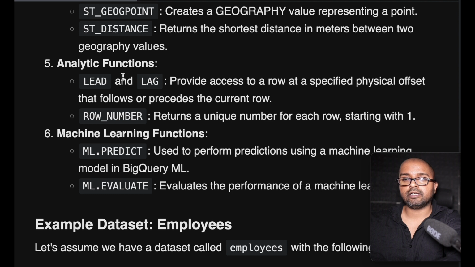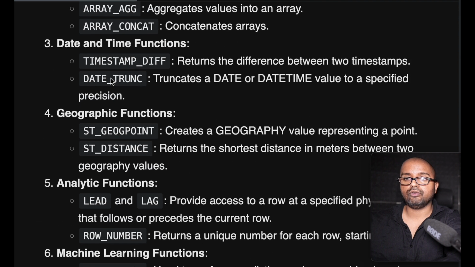There are also analytical functions like lead, lag, row number, and these are quite intermediate to advanced level, so we'll look at these in that particular section. And of course, there are machine learning functions within BigQuery because of BigQuery ML capabilities. So we're not going to look at this, at least in this course. Maybe if I do an add-on course or an update to this, that might include some of these. But for now, we'll just stick to these.